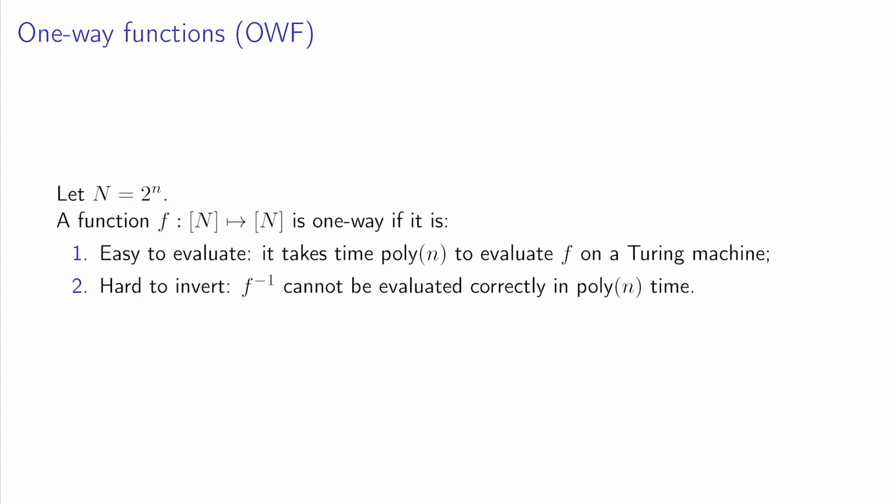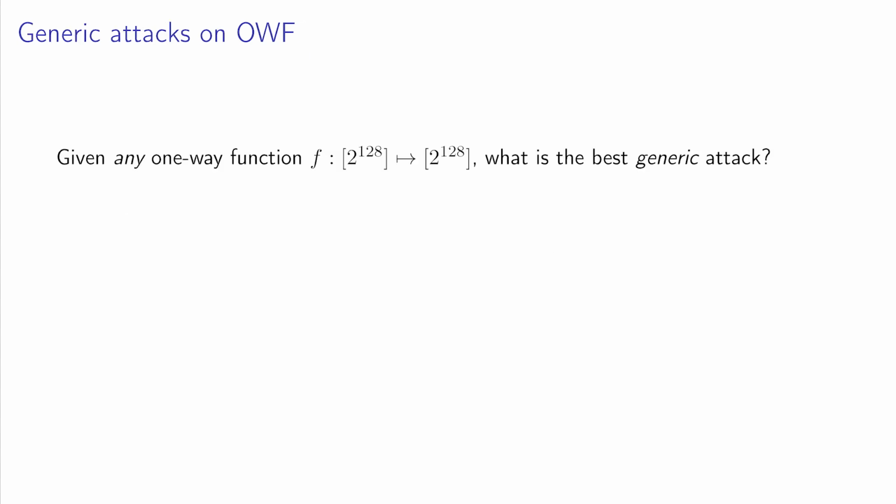We can also view this problem as follows. Let's say we have a function mapping 128 bits to 128 bits. I would like to know what is the best generic function inversion algorithm or attack against one-way functions. Here, by generic, I simply mean that the algorithm should work for every, or at least almost every function.